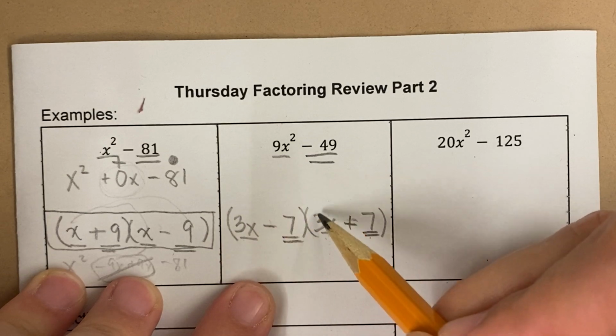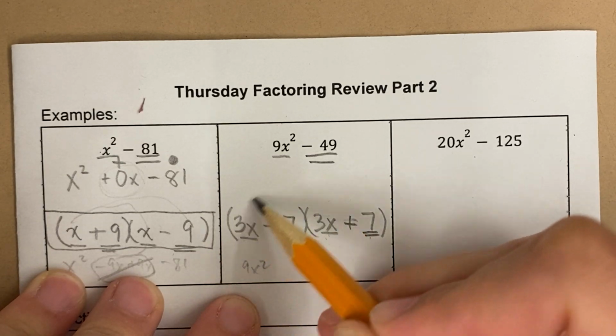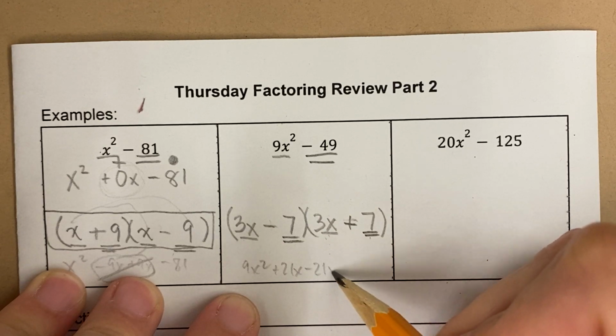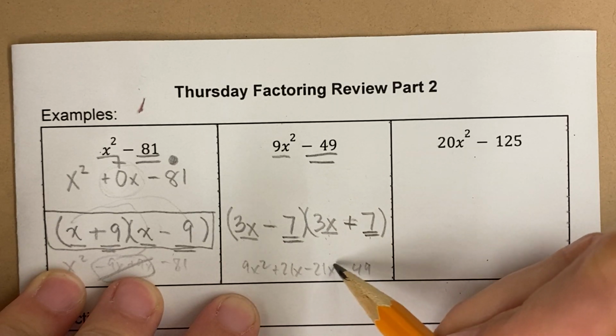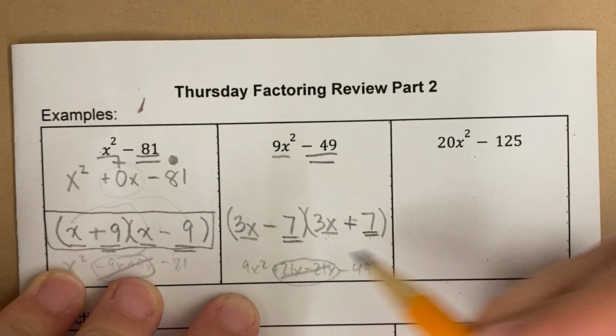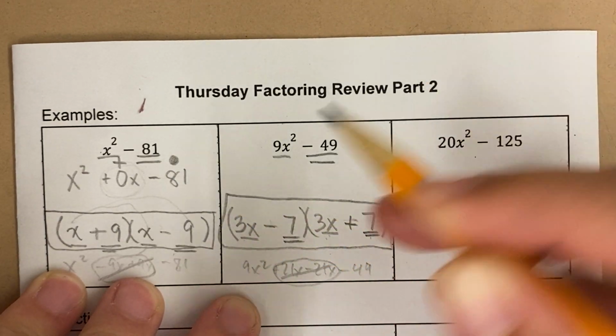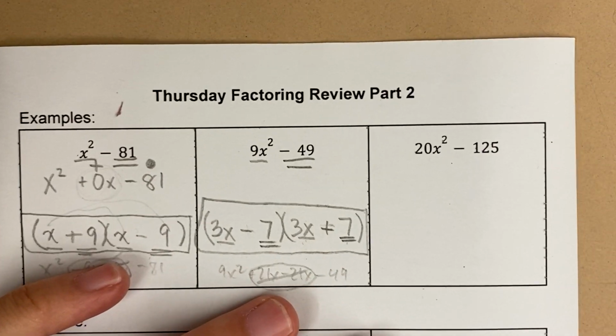If I multiply it out, I get 3x times 3x, that's 9x squared. 3x times 7, that's plus 21x. This is minus 21x. And this is minus 49. And you see this is what becomes 0 and leaves me with just the 2 terms. So there's a pattern here. It always solves out the same way.